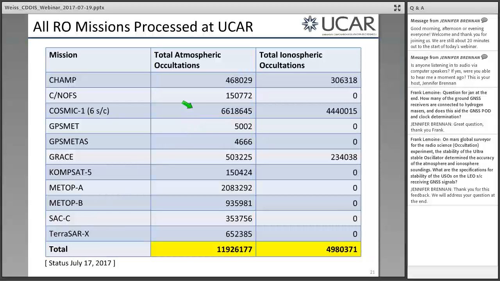Cosmic 1 has provided more than 6.6 million occultations, so that is quite a lot. The European MetOp satellites are producing many as well, and you see a number of other missions here flying occultation receivers. So we're close to 12 million now in total, and 5 million for the atmospheric occultation or ionospheric occultation.